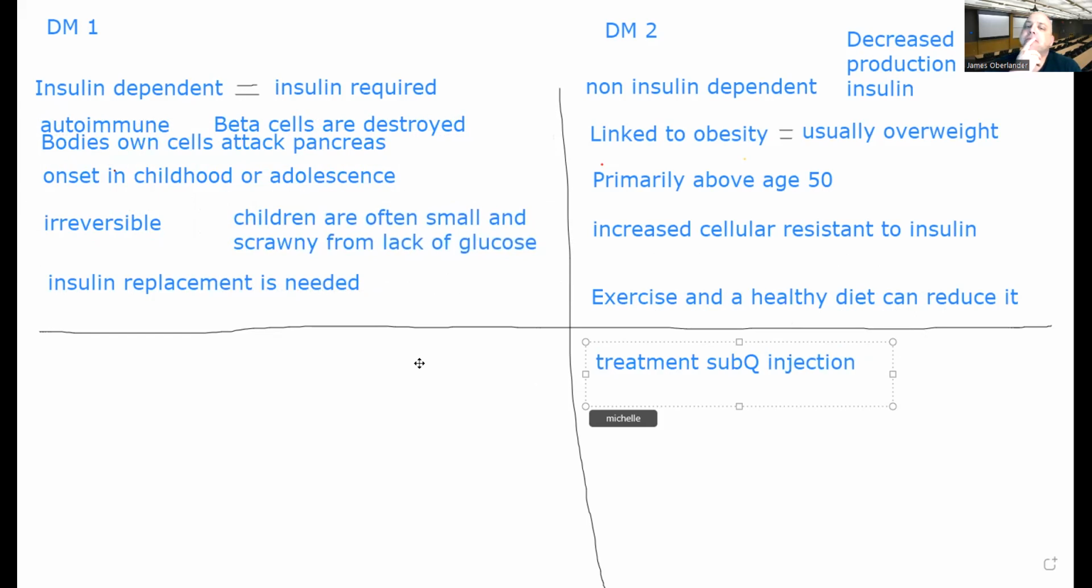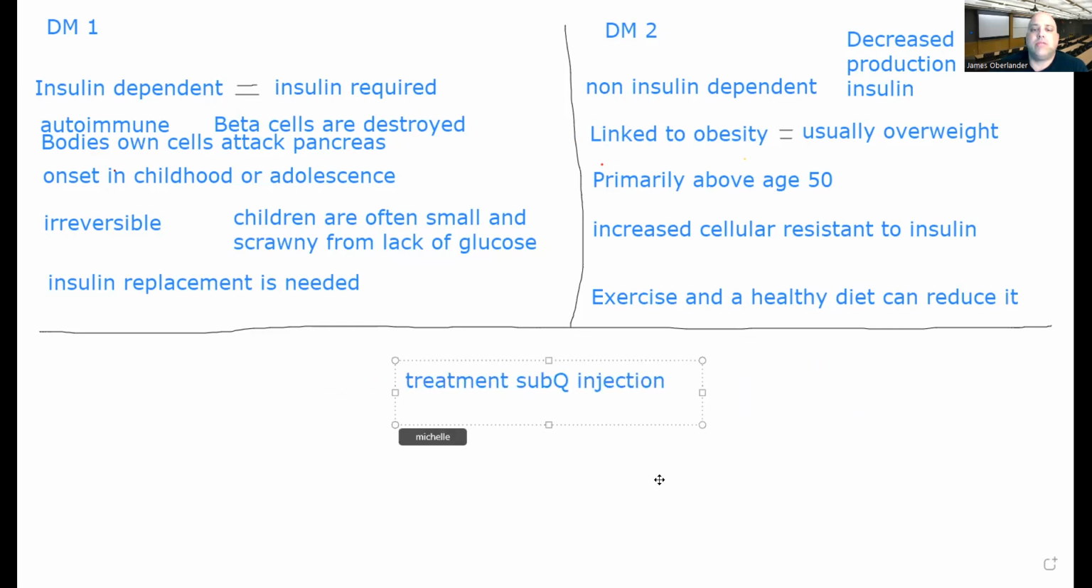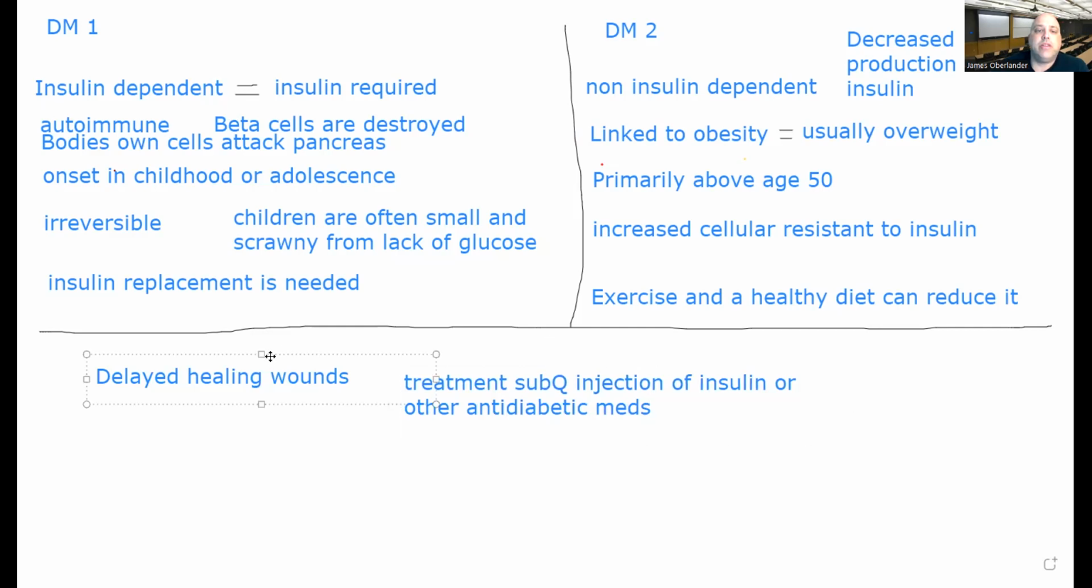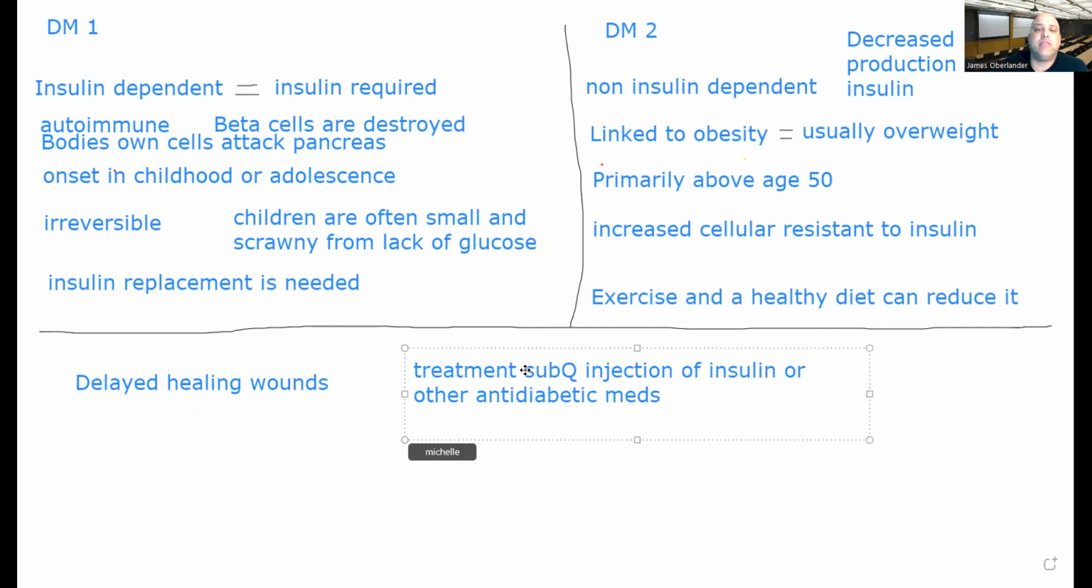How do I want to do this? What are the common disease process issues among both? Let's go ahead. And then, so treatment, sub-Q injections of insulin. Is both, yeah, go ahead and put the commonalities between these two diseases.